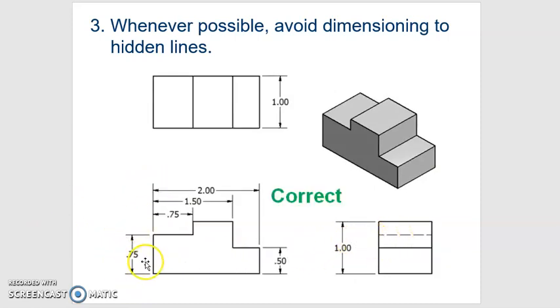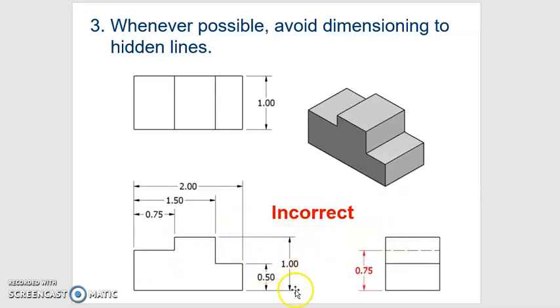Rather than here, it's over here. And you notice when they put the 0.75 in, they actually move the 1 inch over to the other side, which is fine. Both of them basically show the same thing. Either side with the 1 inch would be all right.